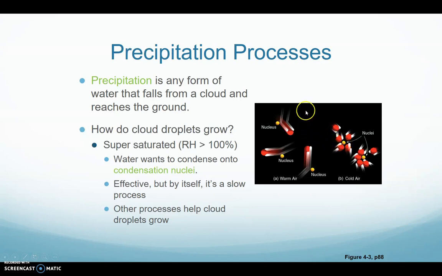So by having high relative humidity or colder temperatures or both, these water molecules are more likely to slow down and latch themselves, in other words, condense onto a condensation nucleus. It's a very effective process, but going by itself, it is quite slow. It would take far more than a day for a cloud to grow enough to produce a storm.